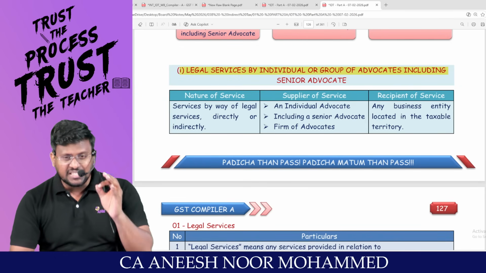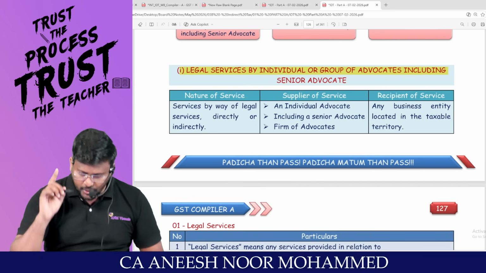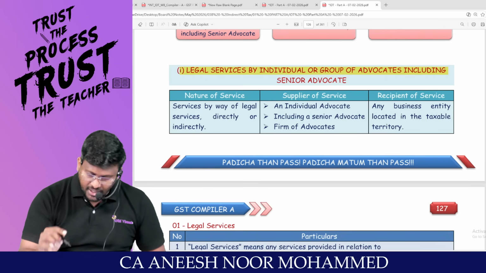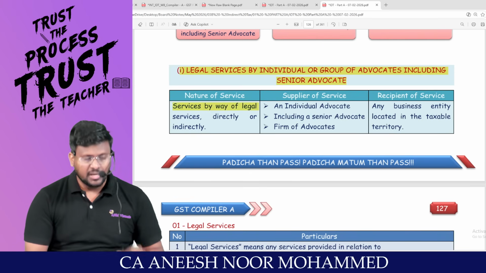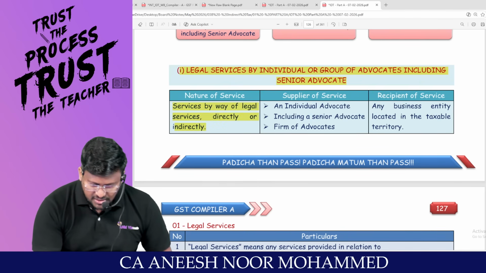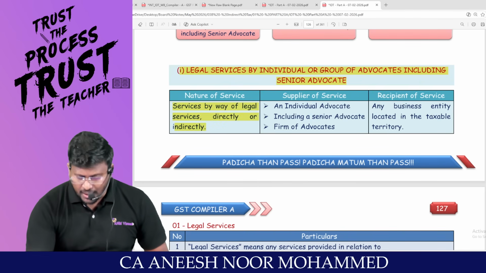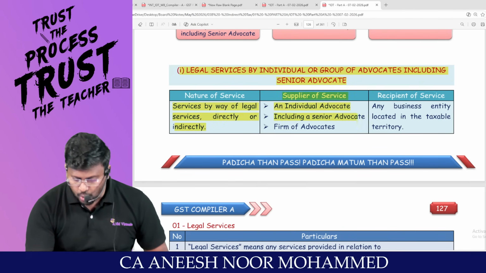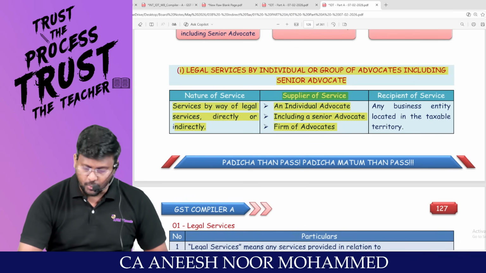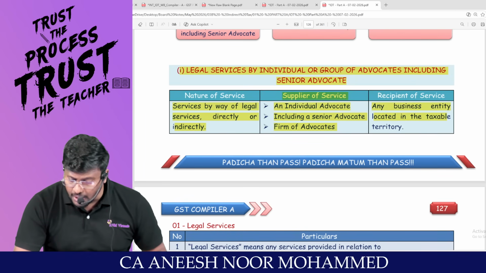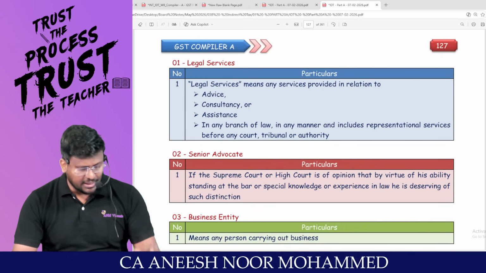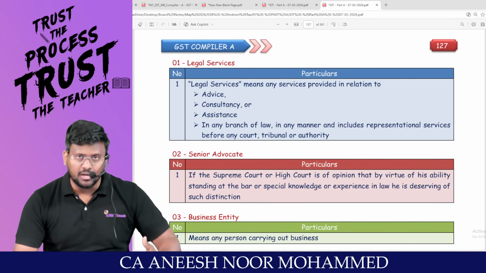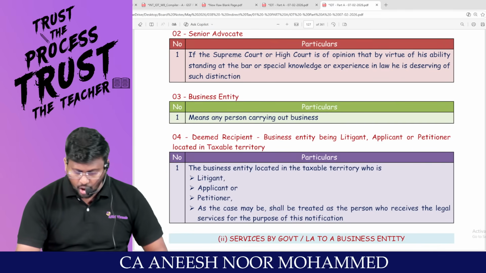If legal services have been provided by an individual advocate or group of advocates, including a senior advocate, who is the service provider? Service provided by way of legal services, either directly, by an individual advocate, including a senior advocate, or a firm of advocates, to a business entity located in the taxable territory. Then the business entity located in the taxable territory is the person liable to pay tax.